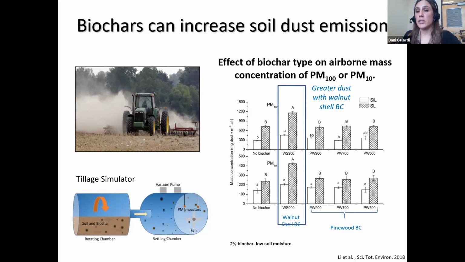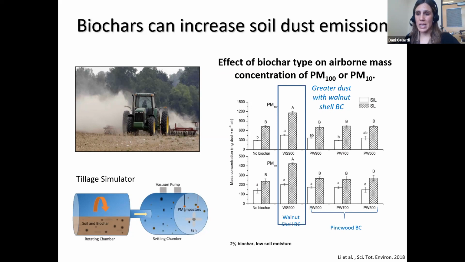And when he measured the chemical constituents of that PM10, what he found was that there wasn't just more dust and biochar in that dust. So yes, he captured the dust. Yes, there was biochar in that dust, but actually the biochar itself was inducing the soil to release at a greater rate. So with biochar in the soil, you had more dust in general, just from the soil.